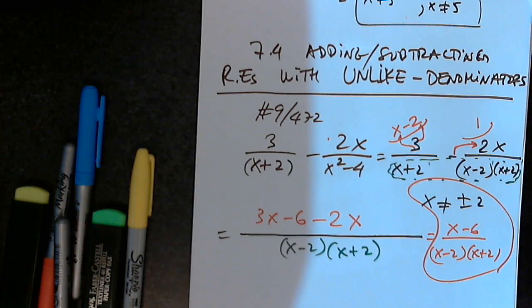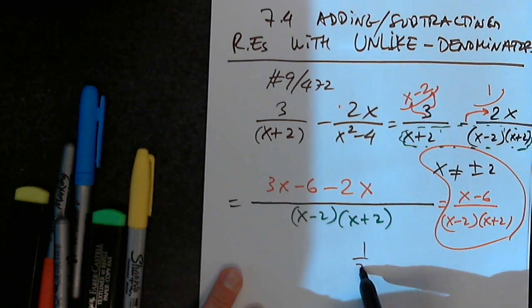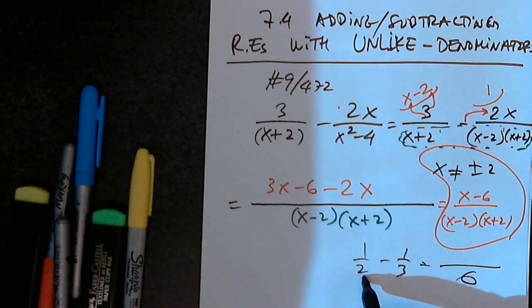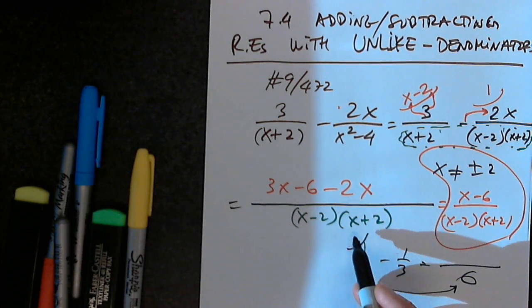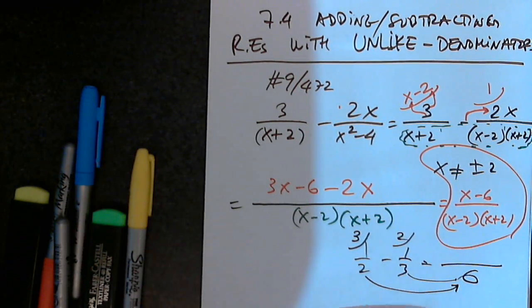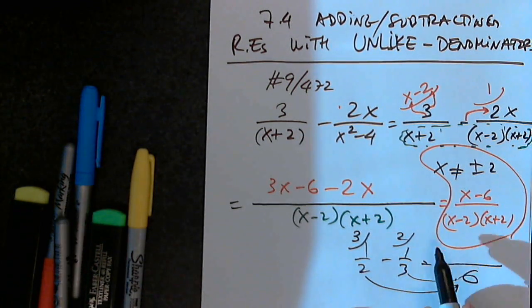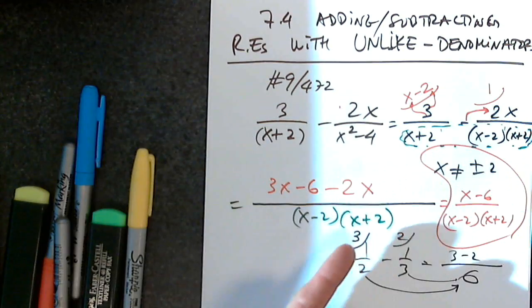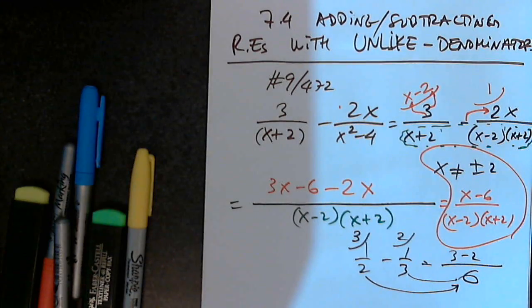Let me give you an example, for example, this. 1/2 minus 1/3. The least common denominator is 6. 2 was multiplied by 3. I have to do the same thing to the top. 3 was multiplied by 2. I have to do the same thing to the top. So then I write 3 minus 2. So I apply the same procedure here. Once I find the least common denominator, I ask myself, okay, I multiplied this by x minus 2. I have to do the same thing to the top.